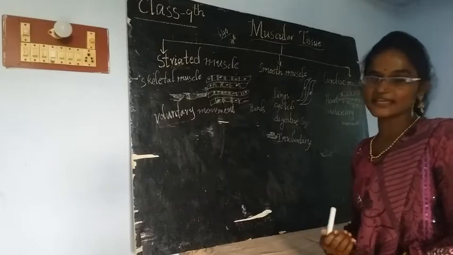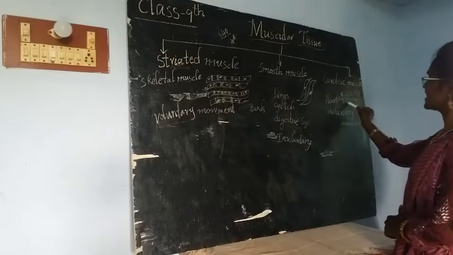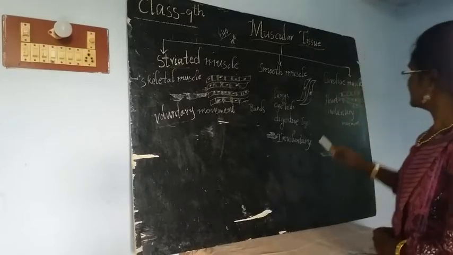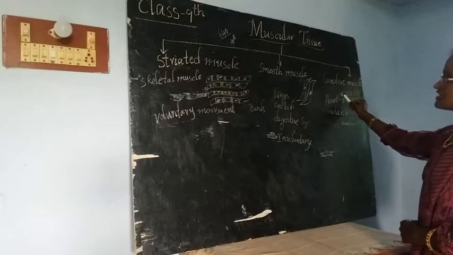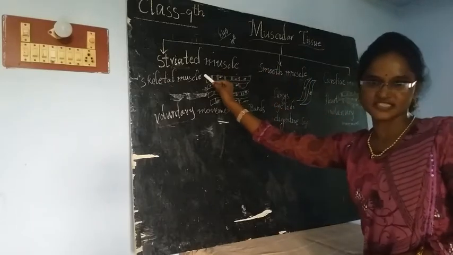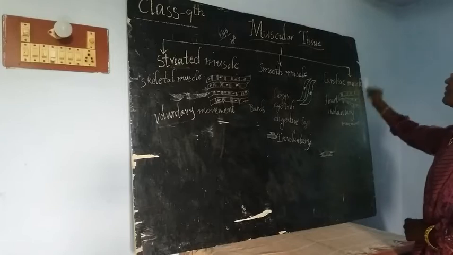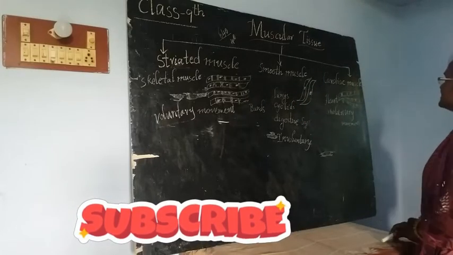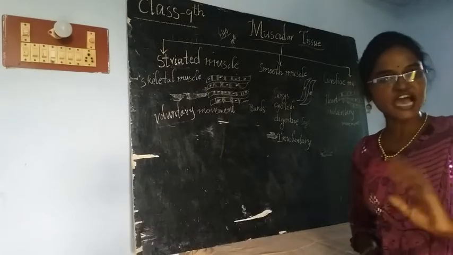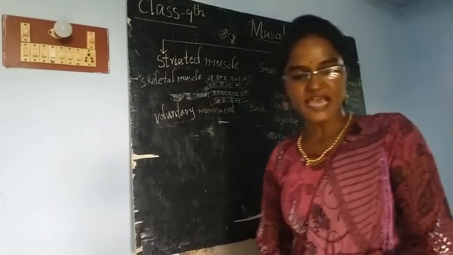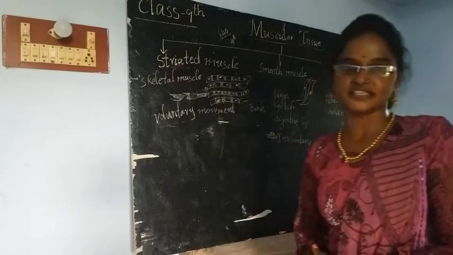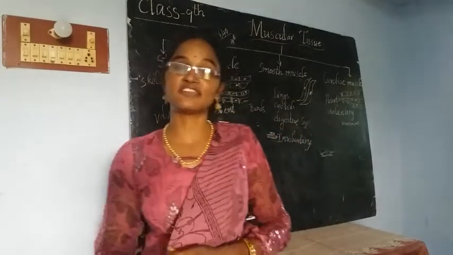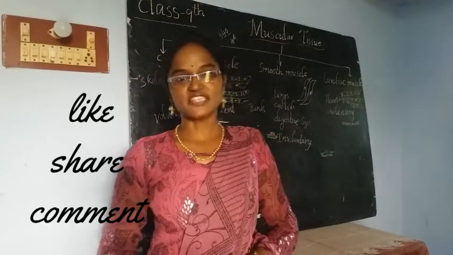Because of the dissimilarity of this cardiac muscle, we are writing this cardiac muscle under another heading. It has a similar structure as striated muscle, and it has a similar function as smooth muscle. And here we can find these cardiac muscles do not have any regeneration capacity, and they are not going to divide. Means you need to take care of your heart because it does not have any regeneration capacity.